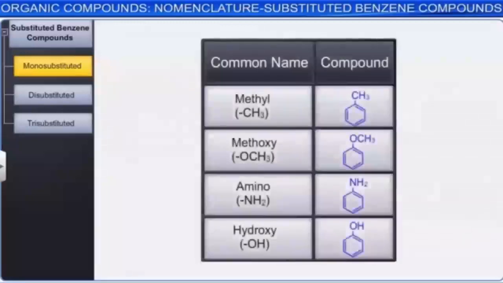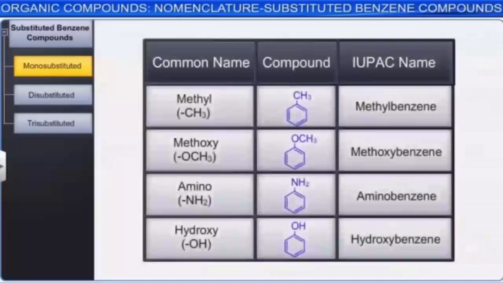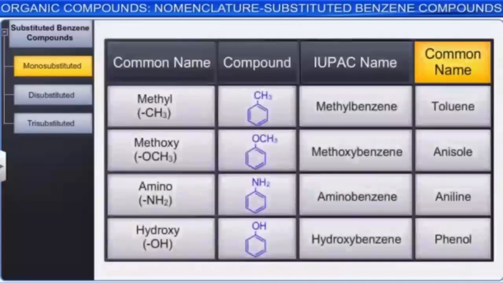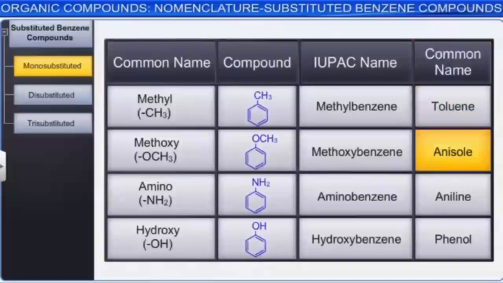Now let us name the following monosubstituted benzenes having the substituents methyl, methoxy, amino, and hydroxy respectively. The names of these compounds are methylbenzene, methoxybenzene, aminobenzene, and hydroxybenzene. The common names for these compounds are also widely in use. The common names are toluene, anisole, aniline, and phenol respectively.